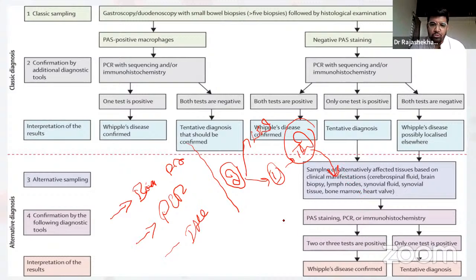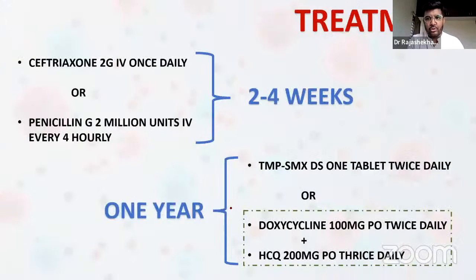In the alternative sample also, you apply these tests. You apply PCR, you apply the PAS staining, you apply the immunohistochemistry. Among these, if any two are positive, then it is Whipple's disease. If only one is positive in that additional tissue, then it is a tentative diagnosis. Then it is an individualized decision whether to consider treatment or not.